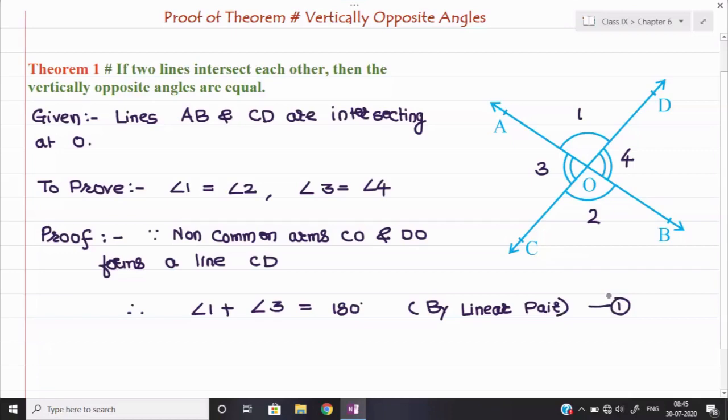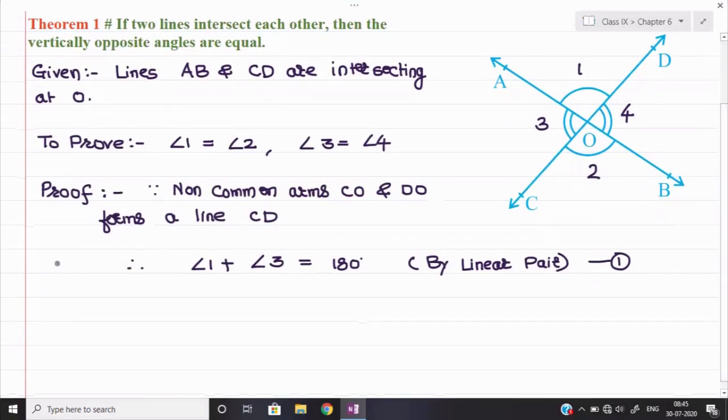Now see, 1 and 3 I have taken. Now you take either 1 or 3, and along with that take any other angle. For example, if you take 1, along with 1 if I take 4, similarly I can say that 1 plus 4 will also be 180, or I can say that 3 plus 2 will also be 180. So here I will take 1 and 4. So I will write down similarly we can say that angle 1 plus angle 4 is equal to 180 degrees.